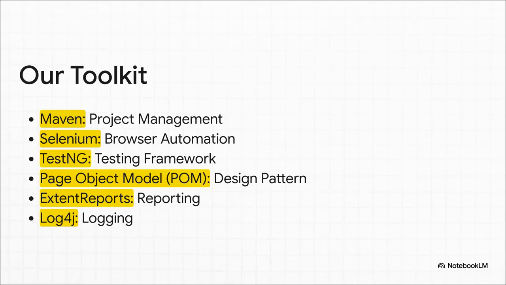Now, we call this a hybrid framework because it's not just one thing. It's kind of the best of all worlds. It's data-driven, it's modular. We'll get to what that means with the page object model. And it all works together with these really powerful standard tools, like Maven to manage the project, and of course, Selenium to actually do the browser stuff.